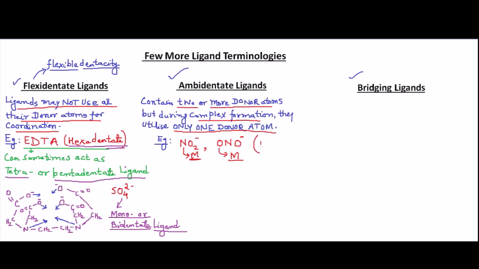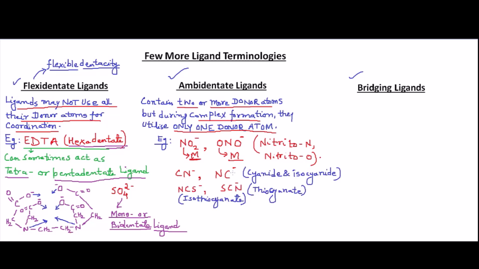And while writing, we write it as nitrito O or nitrito N. Now the next example is the cyanide ion, which can also be turned into an isocyanide. So CN minus is cyanide, NC minus is isocyanide. So one of them is nitrogen, another is the carbon. So like this, different cyanide and isocyanide. So only one of the donor atoms is utilized while forming the complexes.